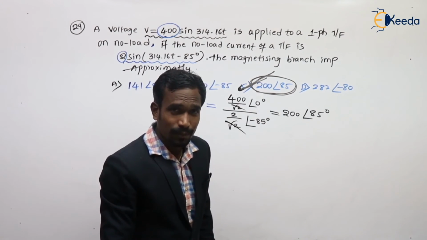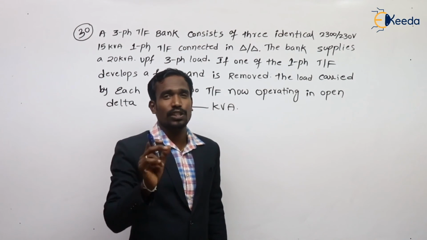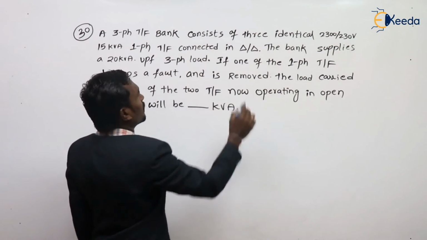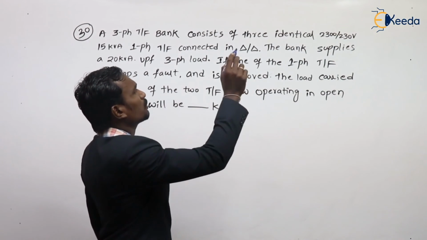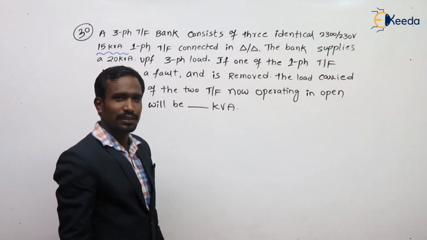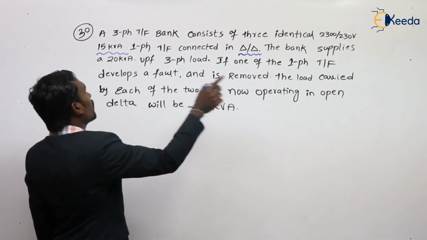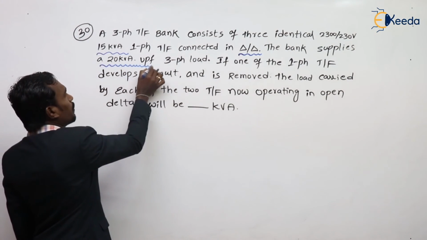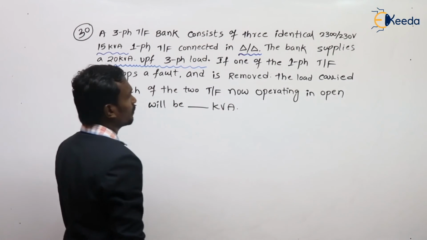Are you okay? In this video, see the question on open delta connection. Let's see here. A three-phase transformer bank consists of three identical 2300 by 230 volts, 15 kVA single-phase transformers which are connected in delta-delta. The bank supplies a 20 kVA unity power factor 3-phase load.